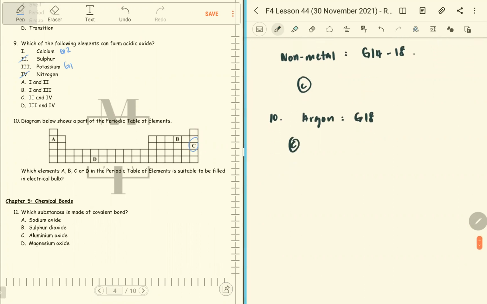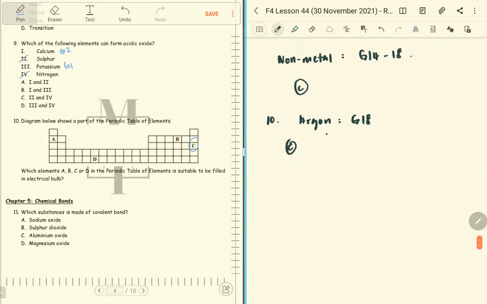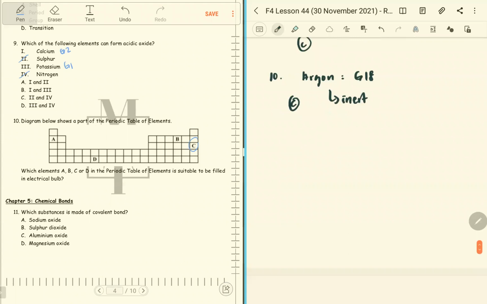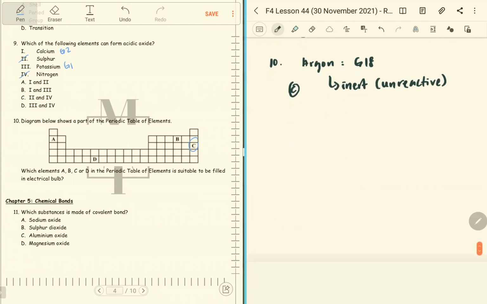The reason why argon is suitable is because it is inert. Because it's inert, it will not react, so it will not suddenly explode like your light bulb. Whatever you want to put inside is unreactive. You want to put some gas that is unreactive so that it doesn't suddenly explode because of reaction.